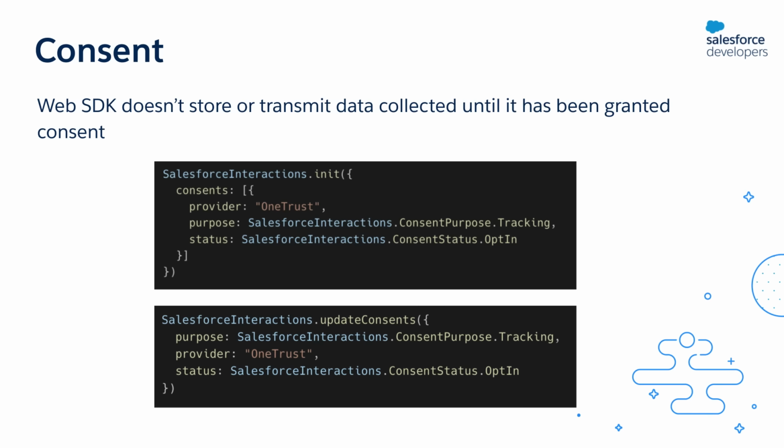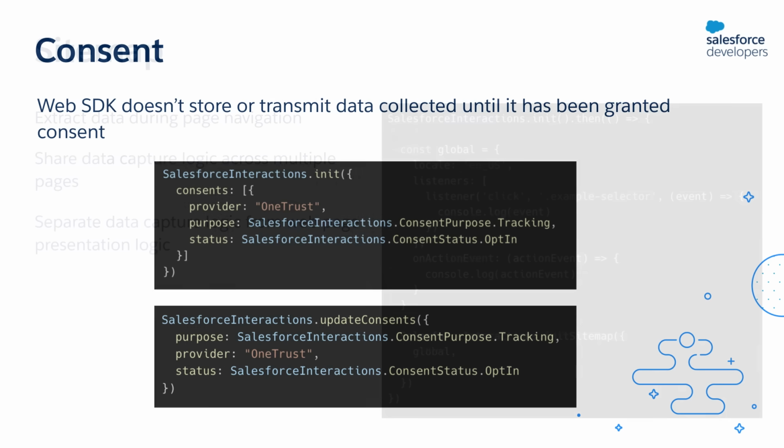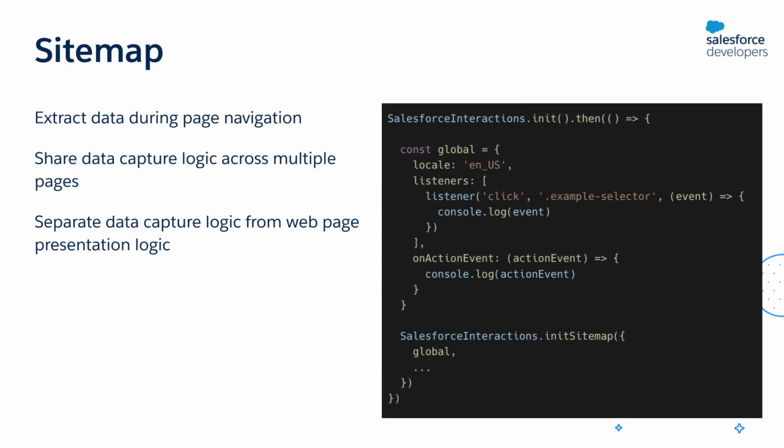The final feature of the SDK we will talk about is the sitemap. Using sitemap, you can do multiple things. Whenever the user navigates from one page to the other, you can capture this page navigation and send some additional tracking data along with it. Sitemap also allows you to share the data capture logic that you have across multiple pages instead of duplicating the capture logic into each page.